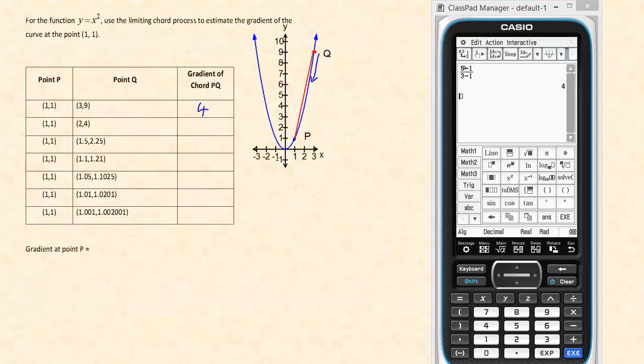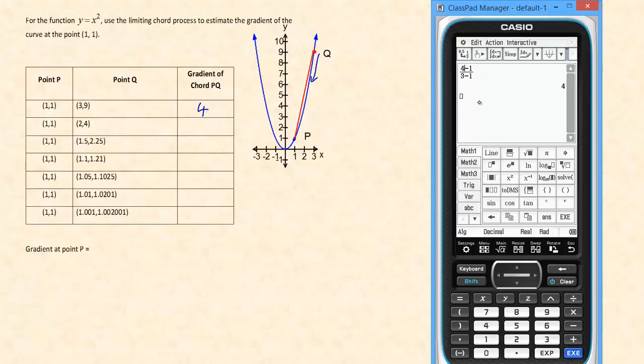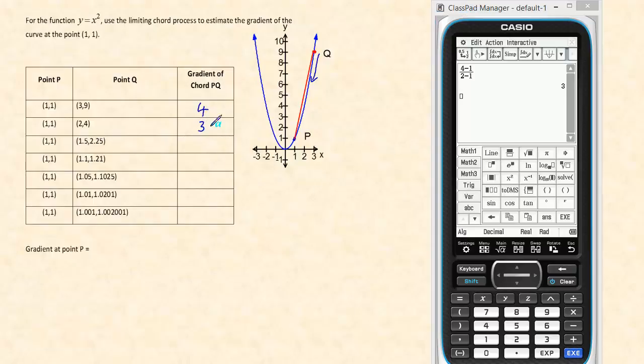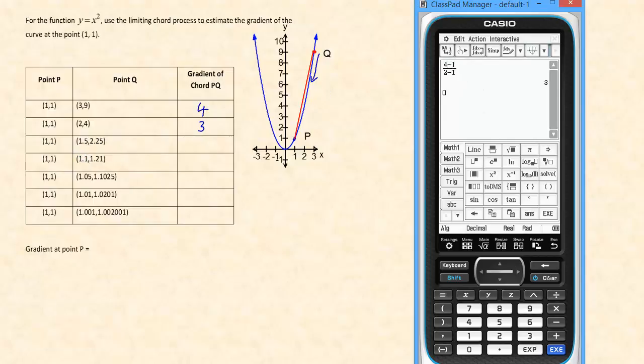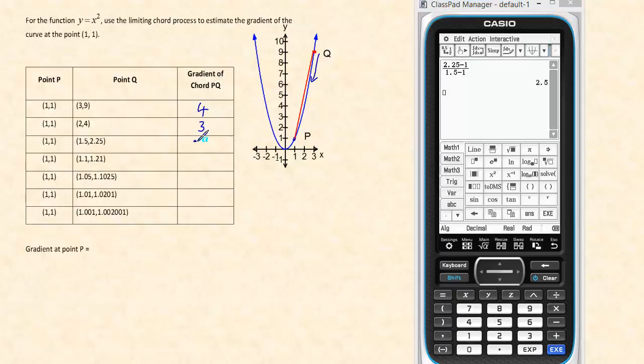Then we can improve that by moving to the next point where the y coordinate is 4 and the x coordinate is 2. So note this point's always (1, 1), so we're always going to have -1 and -1 here. And that gives us 3. So 3 is a better estimate of the gradient we want than 4 is. So moving to the next point, we can see the y coordinate is 2.25 and the x coordinate is 1.5, and that gives us 2.5.